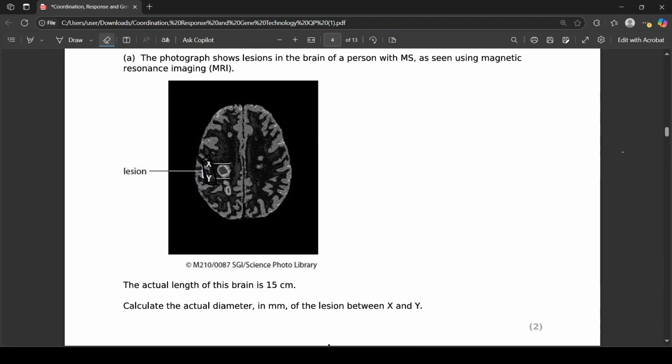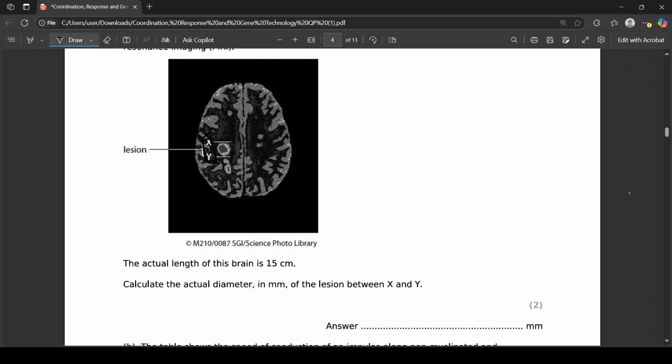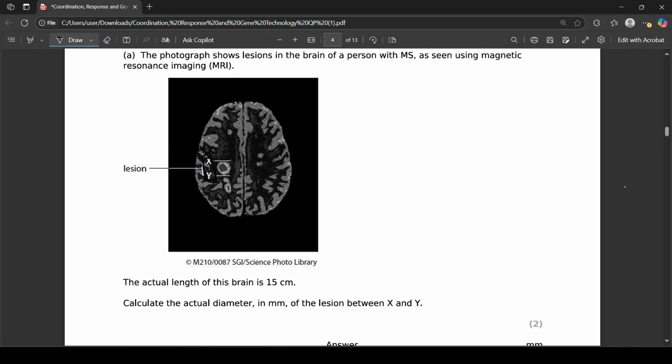So the question asks us to calculate the actual length in millimeter of the lesion between point X and Y, whereas the actual length of the brain is 15 centimeter. Okay, so firstly let's understand what this question is really asking and what we are given.